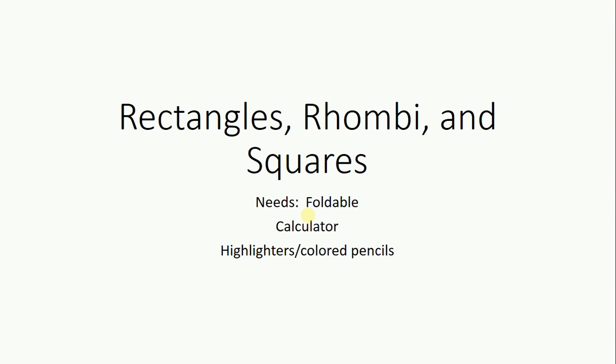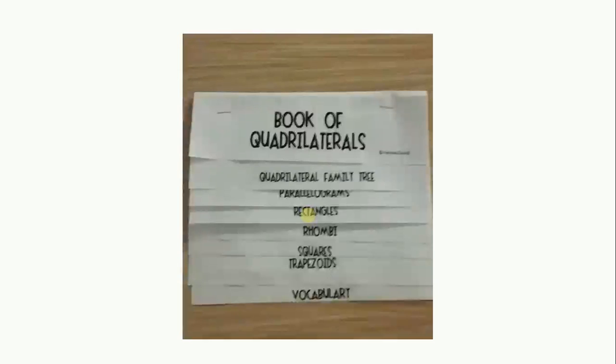So today we're going to look at rectangles, rhombuses, and squares. Oh my. You're going to want that foldable we made in class together that we've been putting all of our quadrilateral information in. You're going to want a calculator and also some color pencils to draw in some stuff. So today we're going to look at three of your tabs: rectangles, rhombuses, and squares.